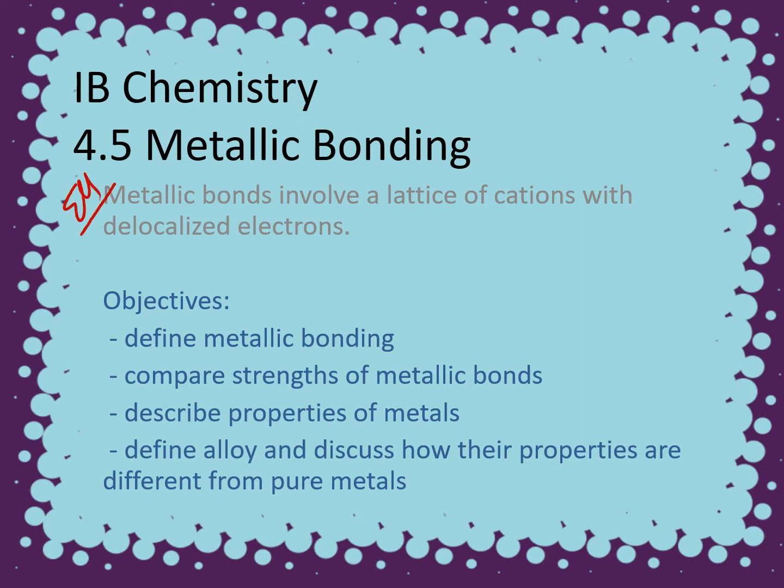Our essential understanding for today is that metallic bonds involve a lattice of cations with delocalized electrons. We've used that word lattice before in ionic bonds and in those giant network covalent solids like silicon dioxide. But now we're looking at a lattice of cations, so all positively charged ions, and some delocalized electrons. And we'll talk about that a little bit when we get to our first objective, defining metallic bonding.